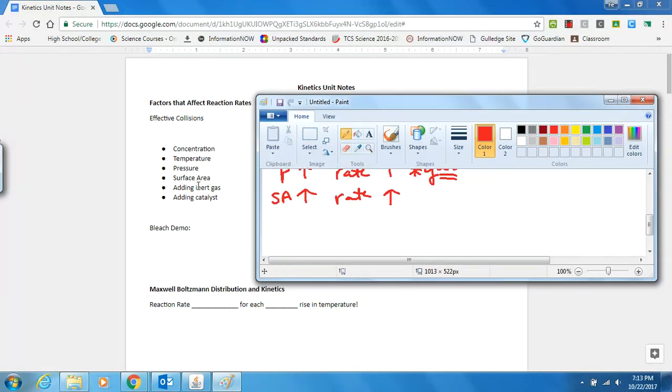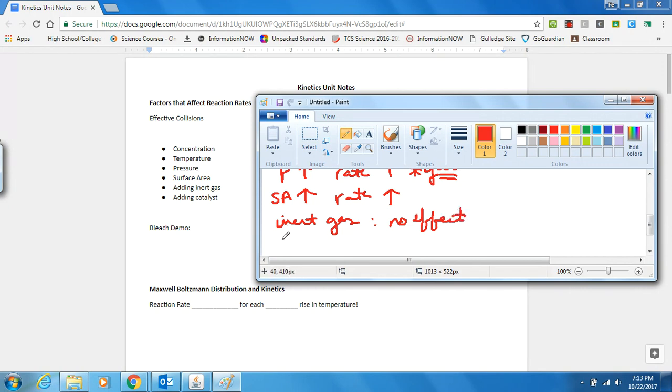The next one is adding an inert gas. So we have to talk about what an inert gas is. An inert gas is a gas that's non-reactive. It's basically just there. Some examples of inert gases are helium and neon. They're really small gases and really stable, so they don't need to react. Adding an inert gas has no effect. It's there, but it's not reacting, and it's not really getting in the way. So inert gases have no effect on the rate of a reaction.